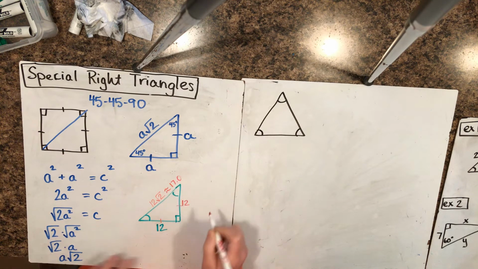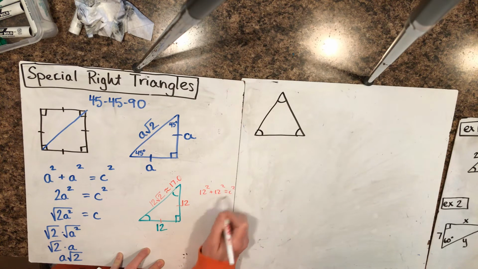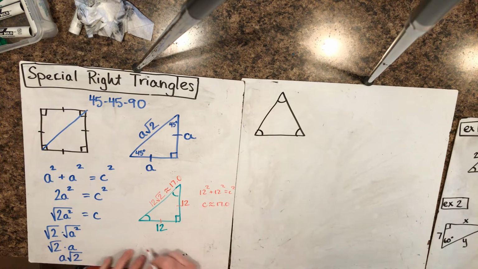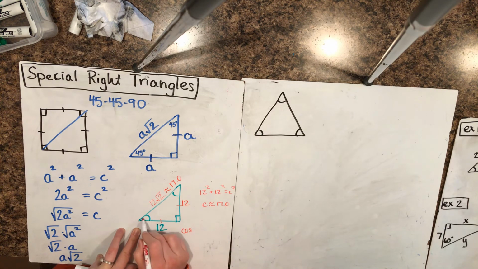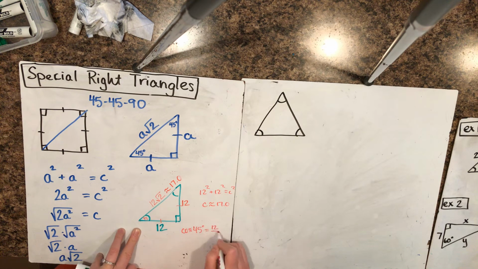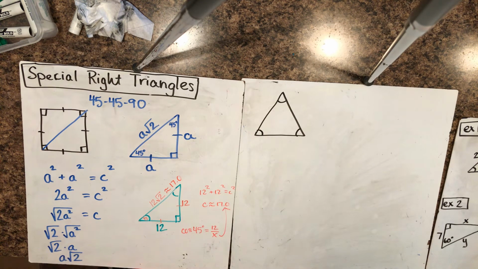If you were to do Pythagorean theorem, 12 squared plus 12 squared equals c squared, you should get that c is approximately 17.0. If you were to do the sine, I should probably say cosine, of 45 degrees, I'll put the 45 in here, and it is cosine adjacent 12 over x, and you solve that for x, you would get approximately 17.0.